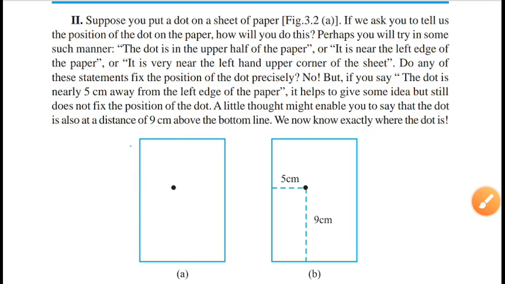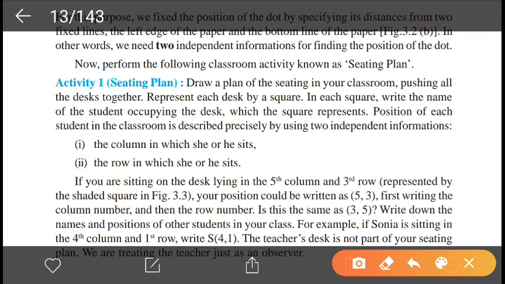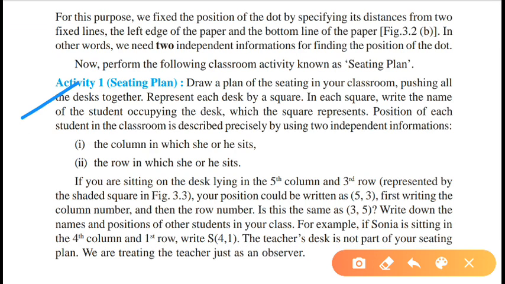help of the axes. So here what you have to do is, in your class we are making a seating plan. We are doing an activity of making a seating plan. Draw a plan of seating in your classroom, pushing all the desks together, and represent each desk as a square. In each square, write the name of the student occupying the desk. Okay, so we are representing each desk as a square, and for each desk where a person is sitting, we are writing the name over there.